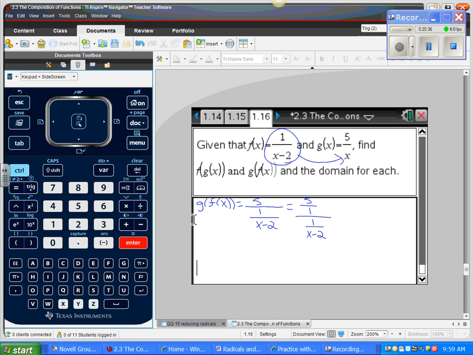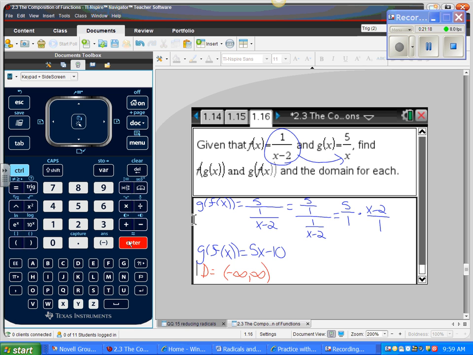We're going to multiply by the reciprocal of the denominator, which is going to give us an expression of 5x minus 10. 5x minus 10 is a linear function. It's a straight line with a y-intercept of negative 10 and a slope of 5. So finding the domain for that is very simple. Your domain is going to be everything. There's nothing that you can plug in for this x that's going to make this function undefined. No vertical or horizontal or slant asymptotes. So your domain here is everything from negative infinity to positive infinity.